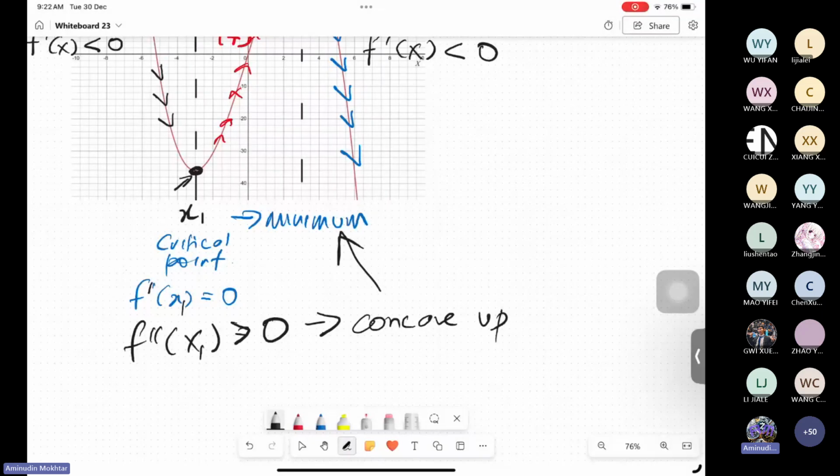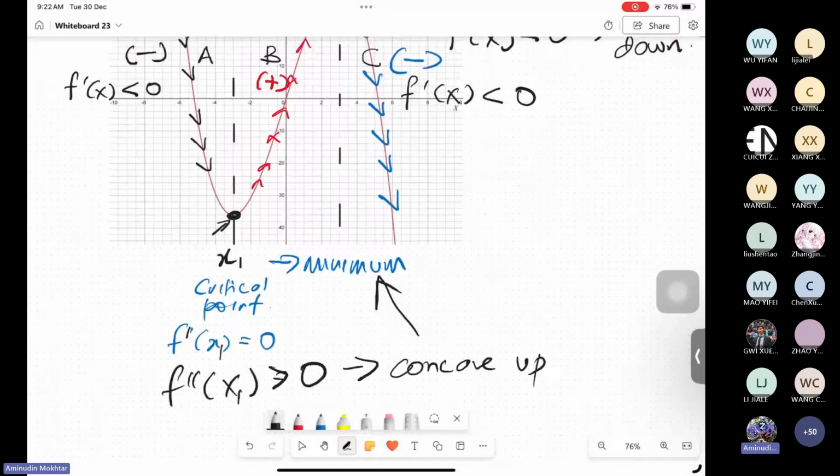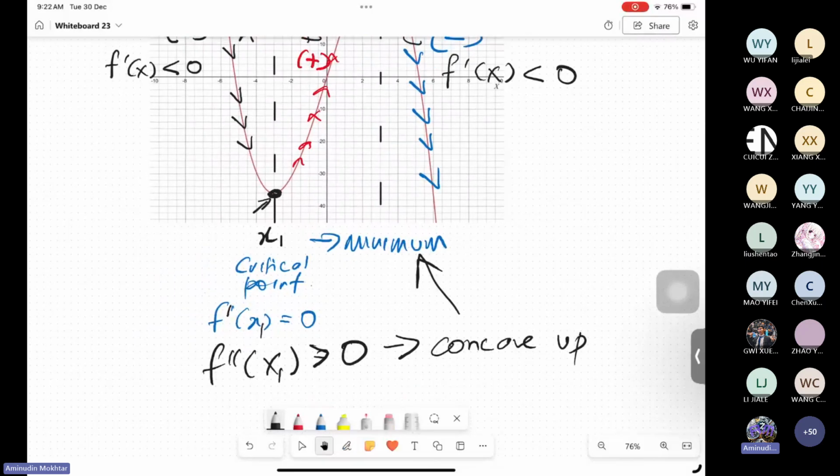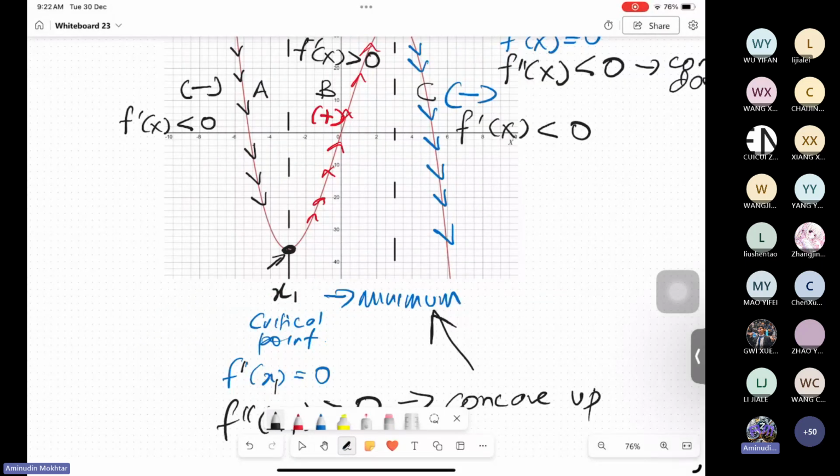Okay, so this point can also be identified by analyzing the change in slope. So let's say before x1 the slope is negative, after x1 the slope is positive. So the movement is from negative to positive. The slope is changed from negative to positive. So this change indicates that x1 is also a minimum when the slope changes from negative to positive.